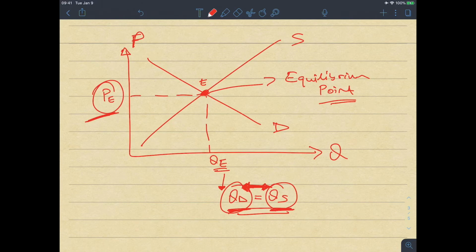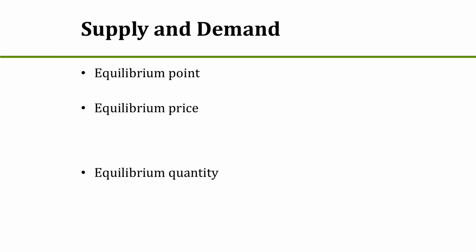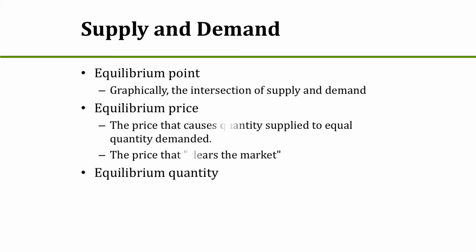So that's why sometimes we call the equilibrium price the market clearance price, or the price that clears the market. The same thing. Equilibrium point, as I told you before, is graphically the intersection of supply and demand. Equilibrium price is the price that causes quantity supplied to equal quantity demanded. That price clears the market. It's the market clearing price.